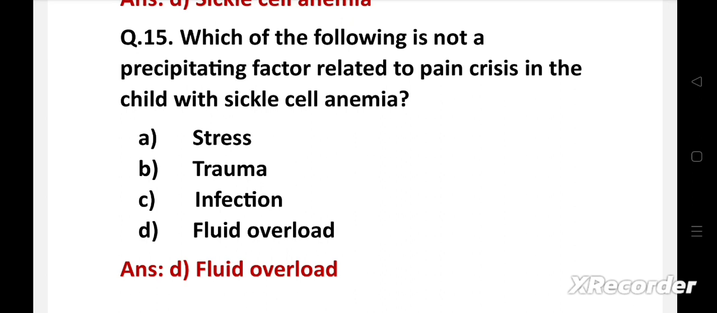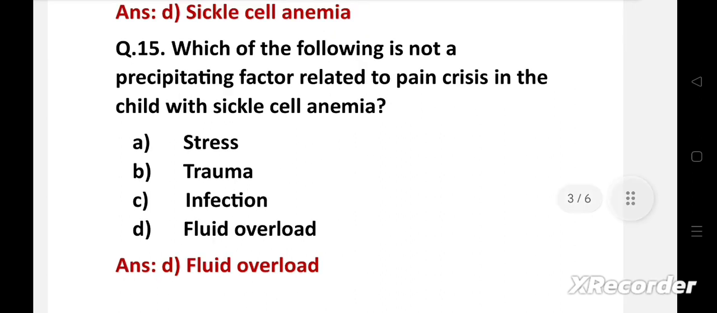Fluid overload. Sickle cell crisis or vaso-occlusive crisis in sickle cell disease is painful occlusion of blood vessels in bones, chest, lungs or abdomen, resulting in infarction of tissue. The conditions which increase the demand of oxygen like dehydration, fever and emotion will precipitate the situation because in deficient oxygen supply, the RBC becomes sickle shaped, which occludes blood vessels.